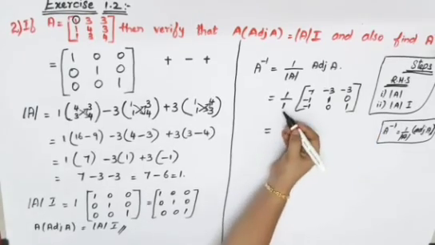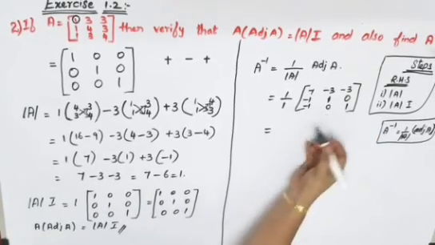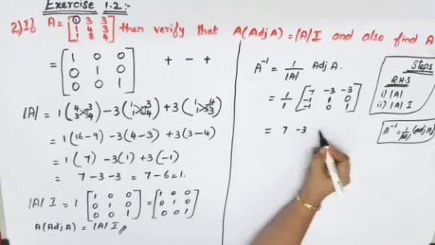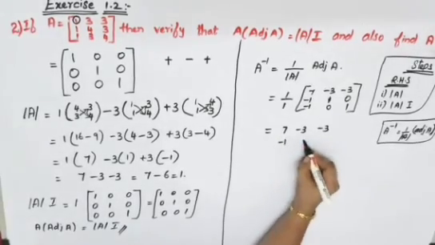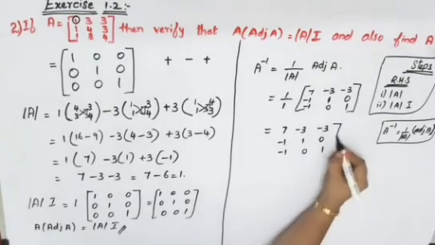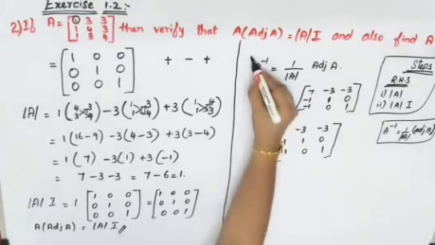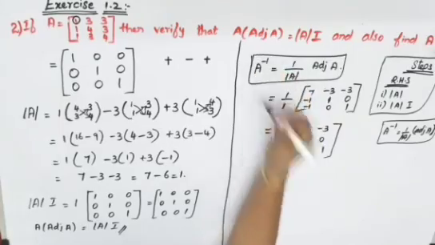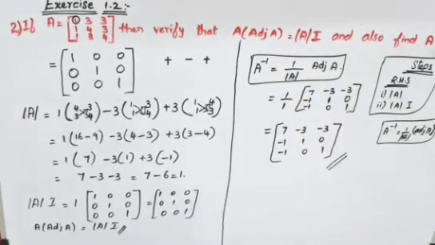So 1 only it is there outside. So when multiplying you will get the same answer. So 7 minus 3 minus 3 minus 1 1 0 minus 1 0 1. So this is your answer for your A inverse. So this is your formula for A inverse. So with this your second question is done.